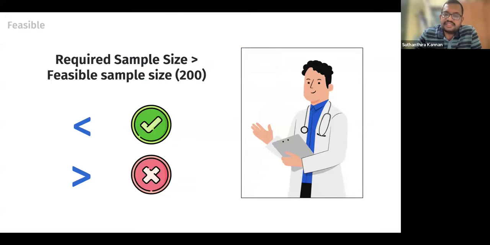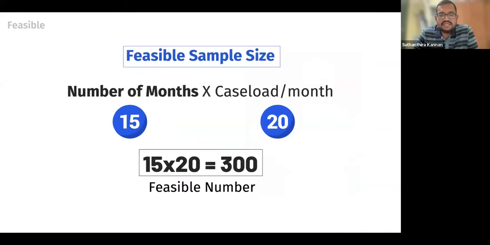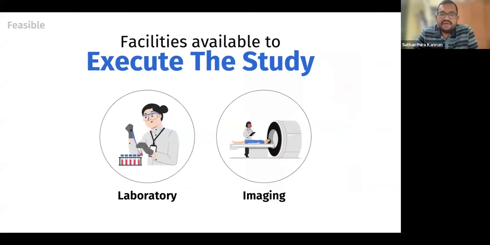So if your required sample size is 200, well and good. If your required sample size is 400, then it is not sufficient, right? So the feasible sample size should be more than the required sample size. Okay, so required sample size is 300 here. Then, what are the facilities?